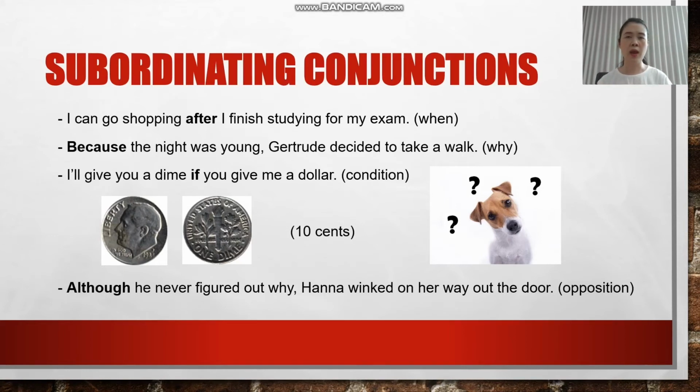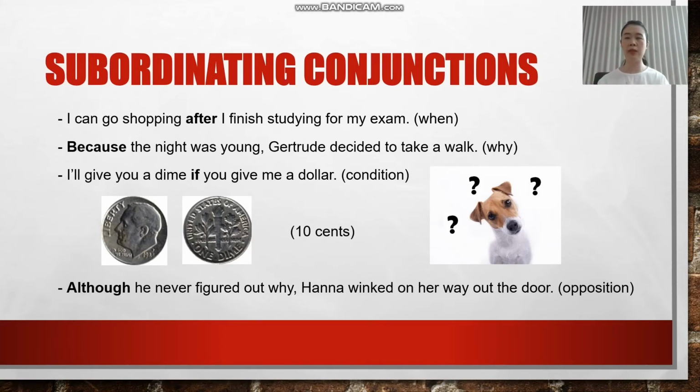Actually, we have so many names to call some kinds of clauses. I will talk about that later. Don't worry. And the last one: although he never figured out why, Hannah winked on her way out the door. So although, starting with that kind of subordinating conjunction, means it is the introduction of the dependent clause, comma, independent clause.